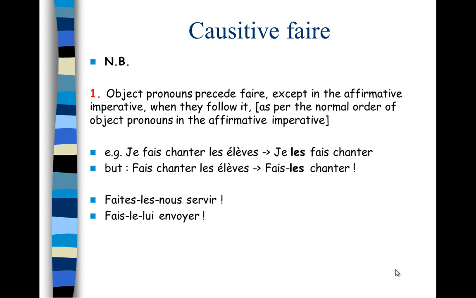Note, and here are some of the little things we want to go into. Object pronouns precede faire, except in the affirmative imperative when they follow it, as per the normal order of object pronouns in the affirmative imperative. In fact, we know that object pronouns must come before the verb normally. If we have any compound tense, like passé composé or futur antérieur, conditionnel passé, any of those compound tenses, an object pronoun will come before the verb there as well. And when we're talking about a compound tense, of course, the verb is the auxiliary. In this instance, it's going to come before the faire, not the other verb.